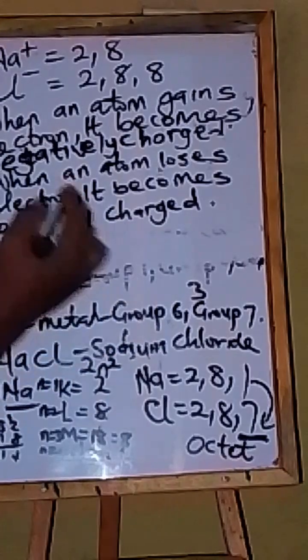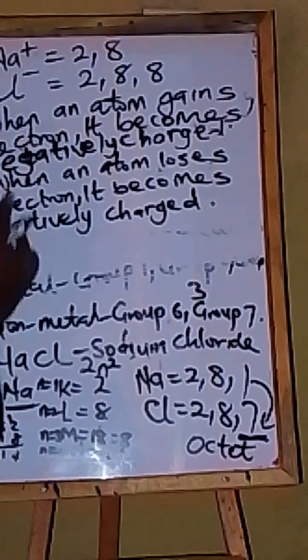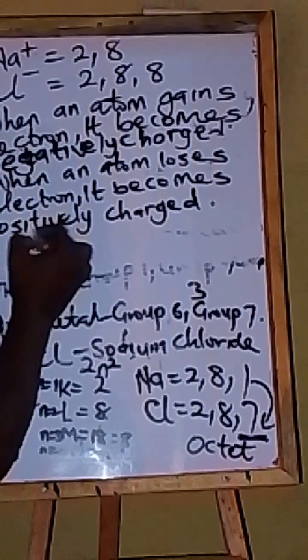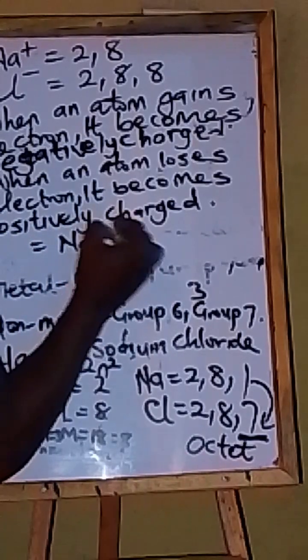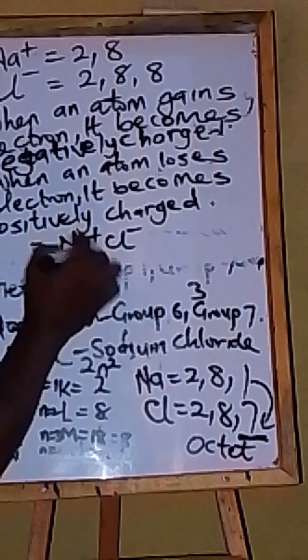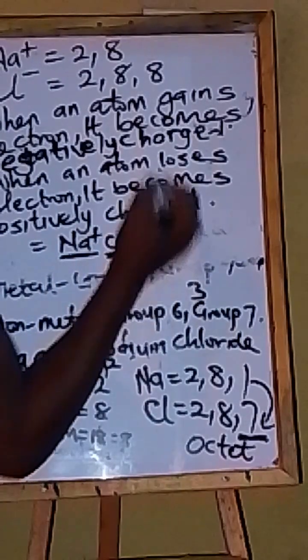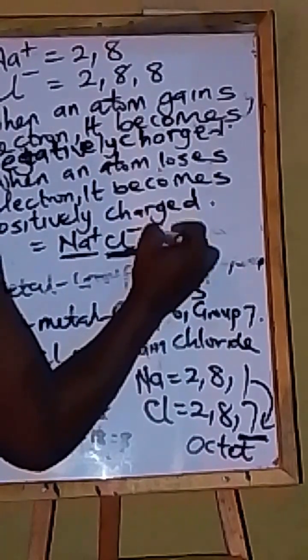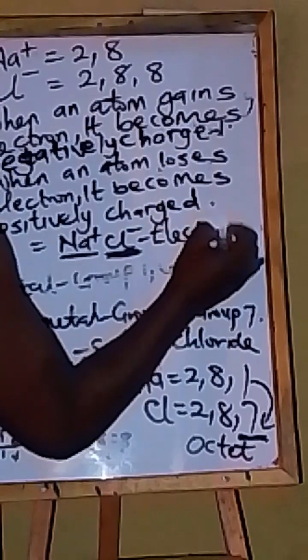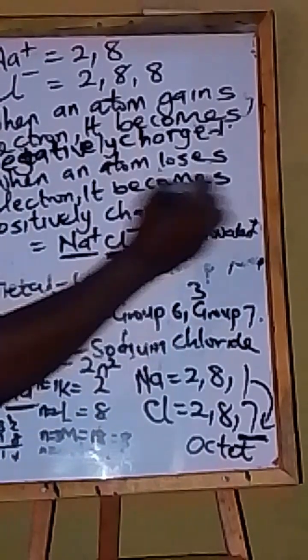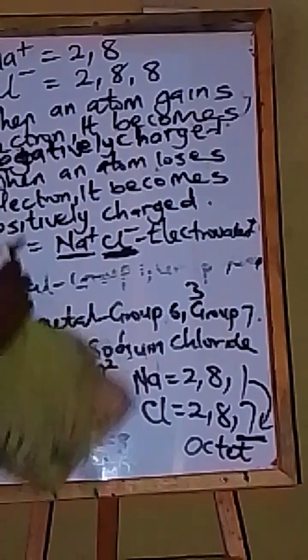So what does that mean? You will end up having Na plus and Cl minus. So this has attained an octet state. This also has attained an octet state. So this is what we call electrovalence. I want us to take another example.